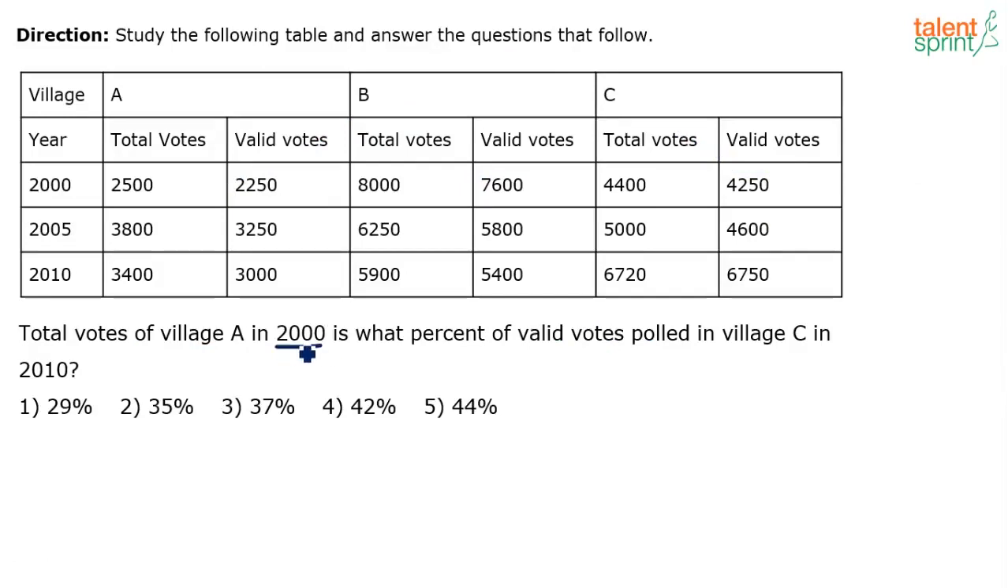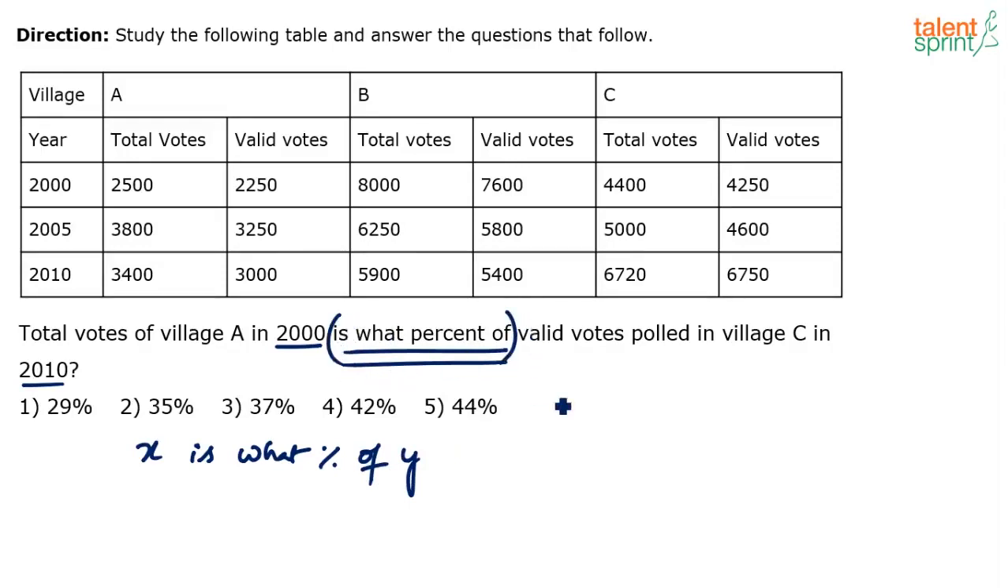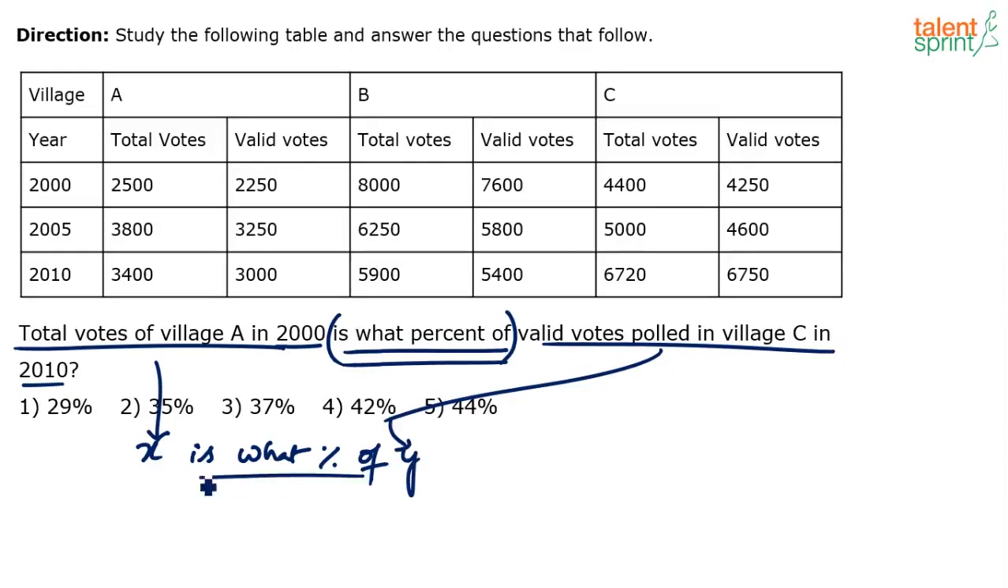Total votes of village A in 2000 is what percent of valid votes polled in village C in 2010? Now this is one of the most commonly asked questions from percentages. The format here is X is what percent of Y. The phrase "is what percent of" is very important. Whatever is on the left-hand side, total votes of A in 2000, is X. Y is valid votes of C in 2010.